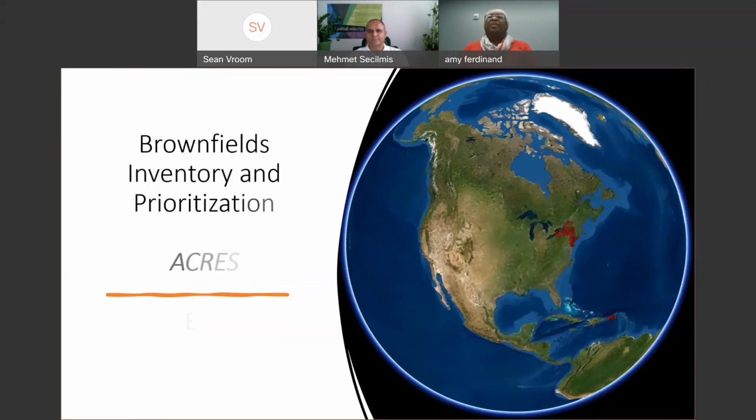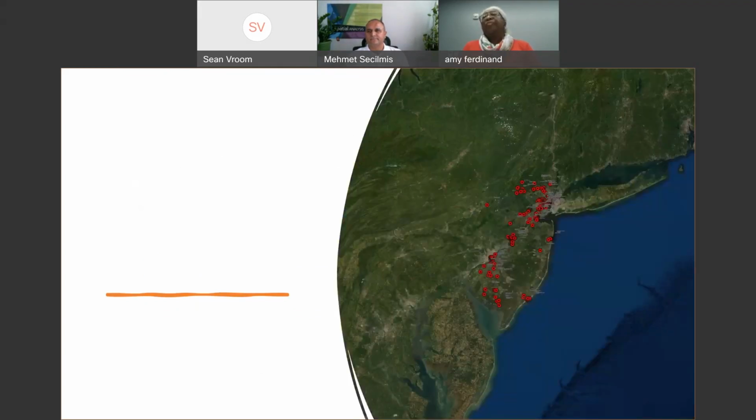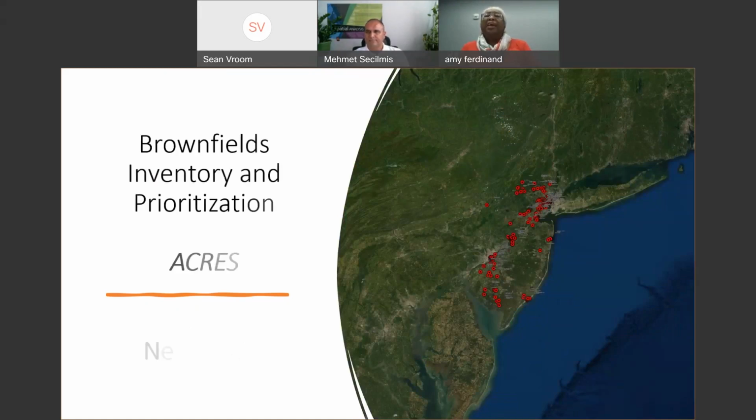This shows the brownfields that have been identified by the federal EPA, and they are active in EPA Region 2. Up top will be New Jersey, and down the bottom will be Puerto Rico and the Virgin Islands. That would be New Jersey's ACRES sites. Next slide.